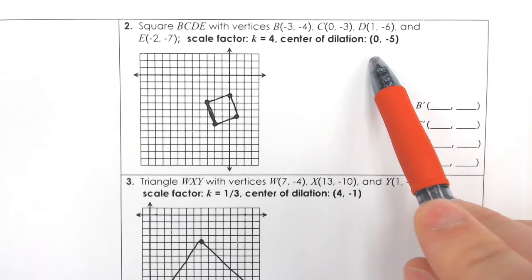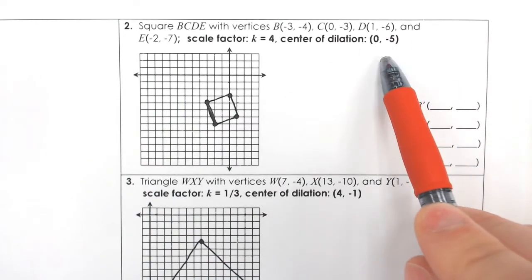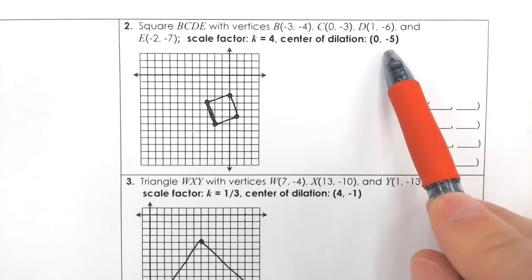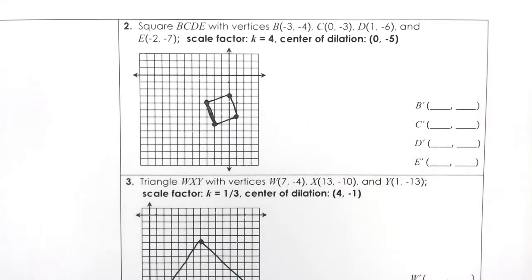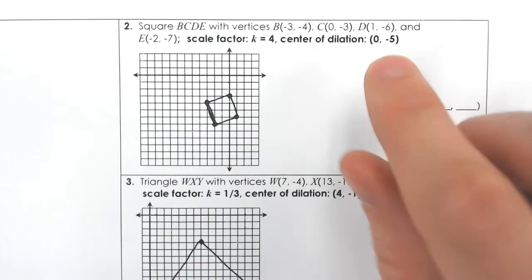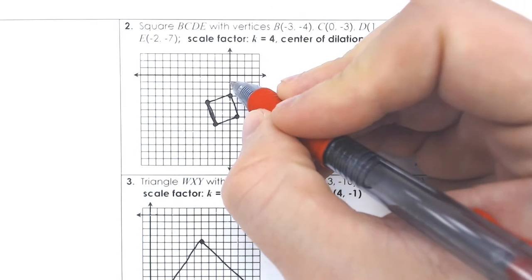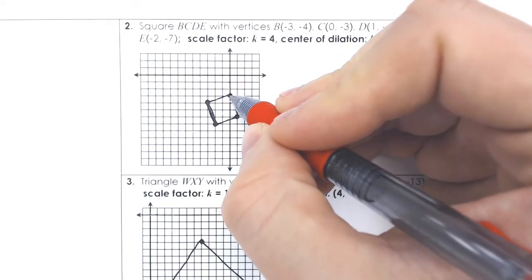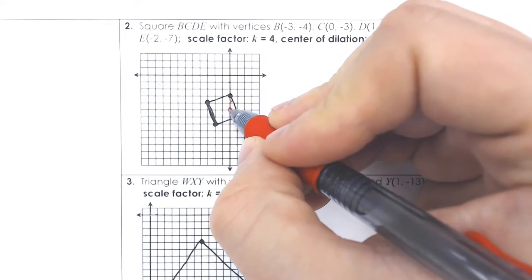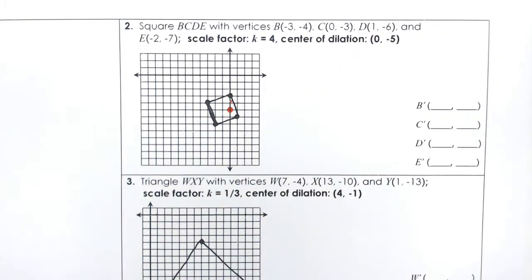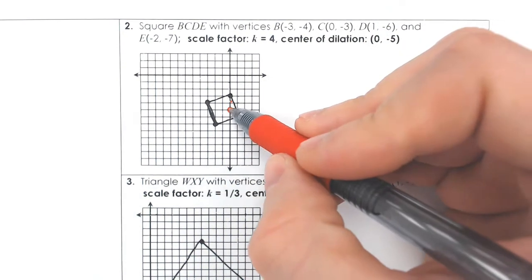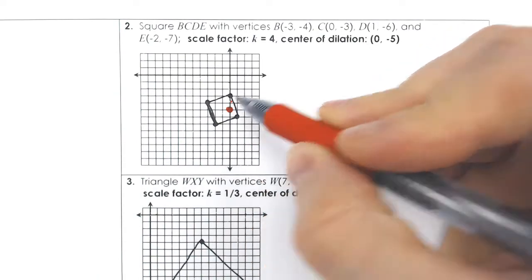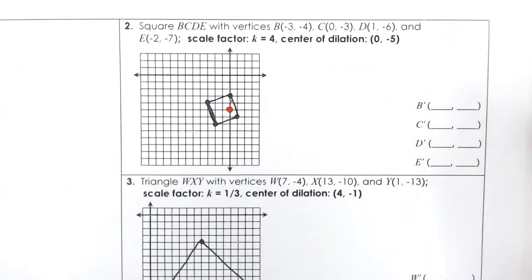But if the center of dilation is not the origin at 0, 0, in this case it's at 0, negative 5, then we're going to have to do some things that are different. The first thing that we need to do is plot the center of dilation, which is at 0 down by 5. 1, 2, 3, 4, 5. All right, so that is the center of dilation. I'm going to make it really big. That is where this thing is going to be dilated from, and it's going to get 4 times bigger.